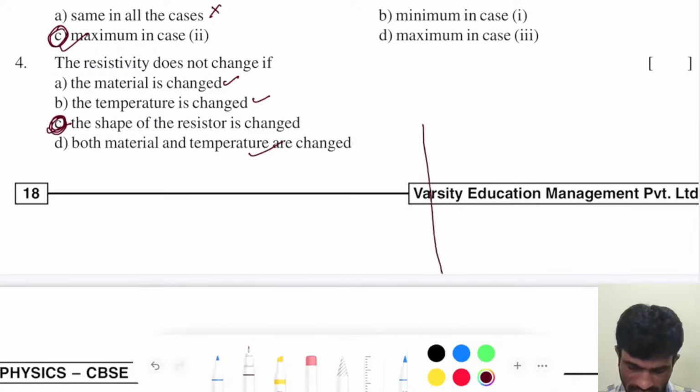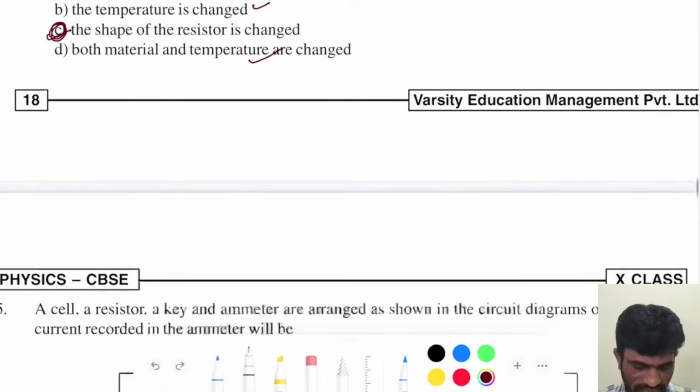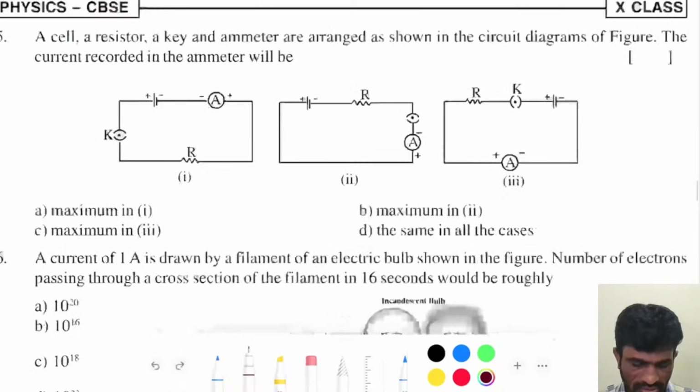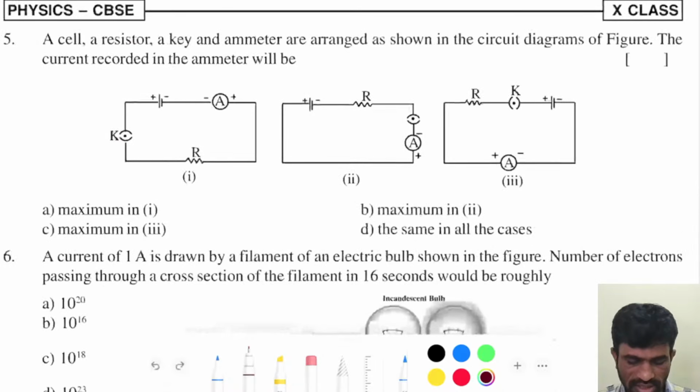Next question, question number 5. See here, question number 5. A cell, resistor, a key and ammeter are arranged in the circuit diagram of the figure. The current recorded in the ammeter will be maximum in which case? Maximum in 1, or maximum in 2, or maximum in 3, or same in all the cases. So which one will be correct in this case?